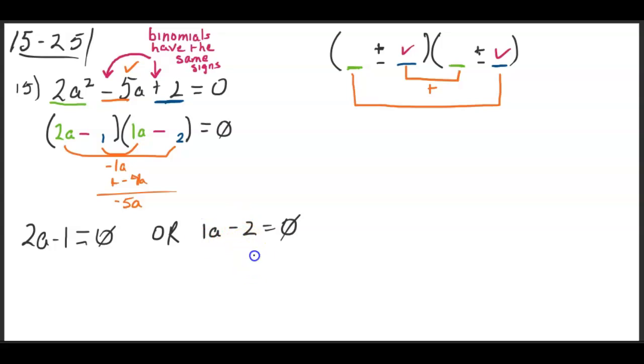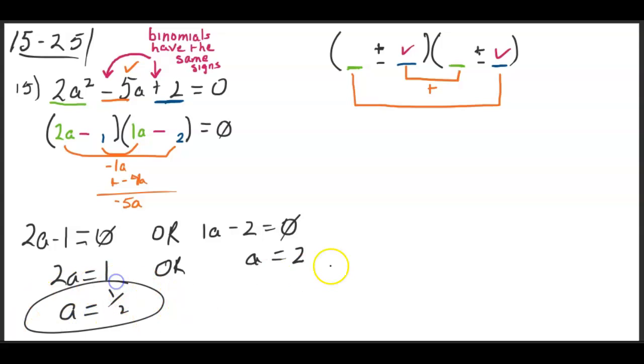So over here, this would be a equals 2, and 2a equals 1, a equals 1/2. So it's a equals 1/2 or a equals 2. Those are the two solutions.